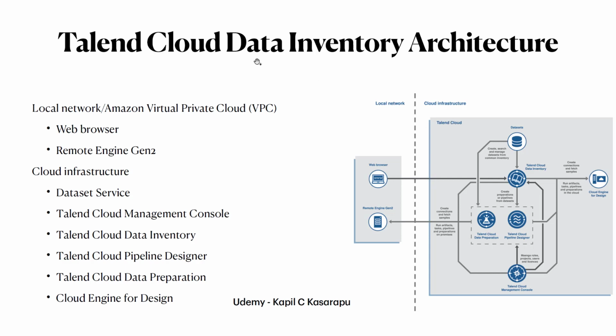So let's see, as far as data inventory is covered, what are the different things that you have to have on the local network. A web browser that is used to access and manage your data assets in Talent Cloud Data Inventory, and a Remote Engine Gen 2 to run objects from the other Talent Cloud applications, as well as creating connections and fetching data samples. The cloud infrastructure includes the cloud applications that rely on the dataset service for some of them, and the Cloud Engine for design. As you can see, the dataset service here is what provides the unified dataset list within Talent Cloud.